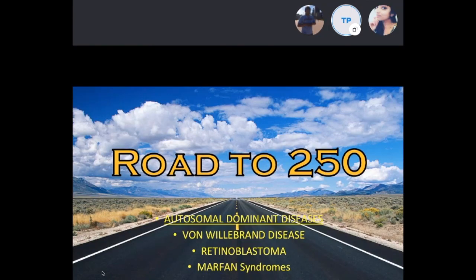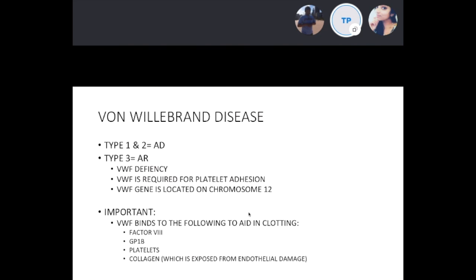All right, so today on Road to 250, I am gonna talk about some autosomal dominant diseases, those including von Willebrand disease, retinoblastoma, and Marfan syndrome. All right, so to start off with, for von Willebrand disease, there are three types. Types 1 and 2 are autosomal dominant, and type 3 is autosomal recessive.